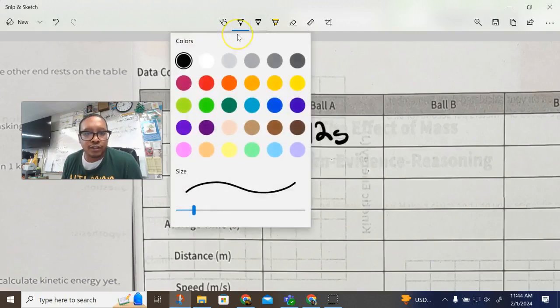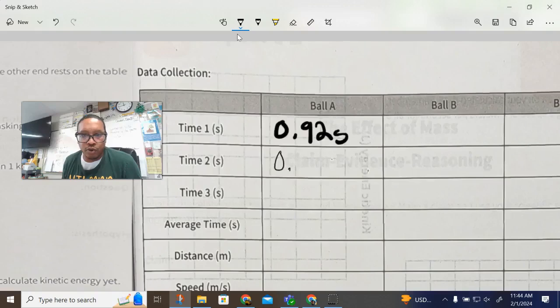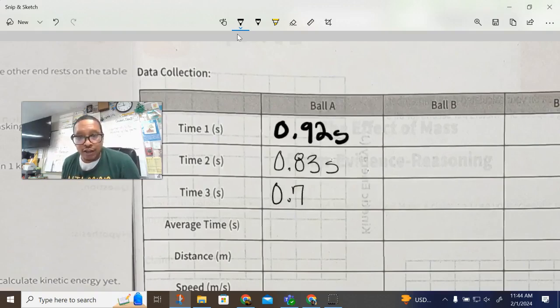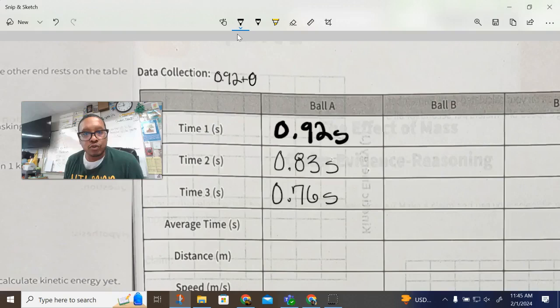I don't like how thick this is, so we're going to lower that down. And then their next time was 0.83 seconds, and their third time was 0.76 seconds. All right, cool. So remember, to find the average, we just add these up. I'm just going to put them right up here: 0.92 plus 0.83 plus 0.76. I'll make sure you get that point in there, and then we're going to divide all of these by 3, and then we'll see what we get.